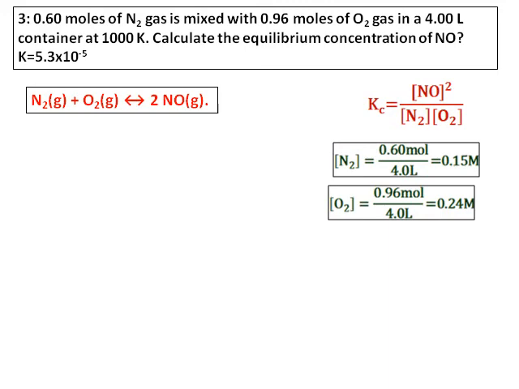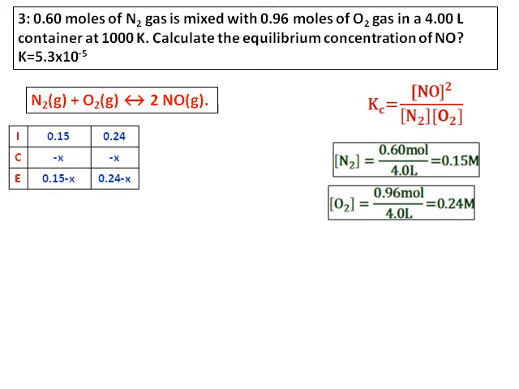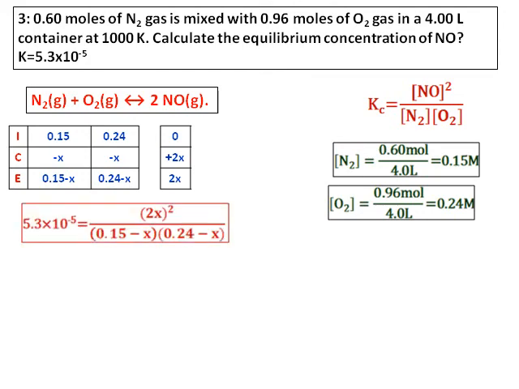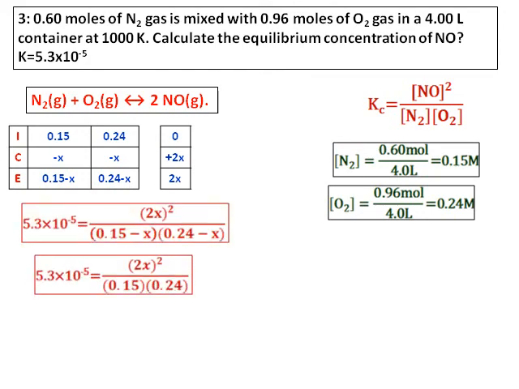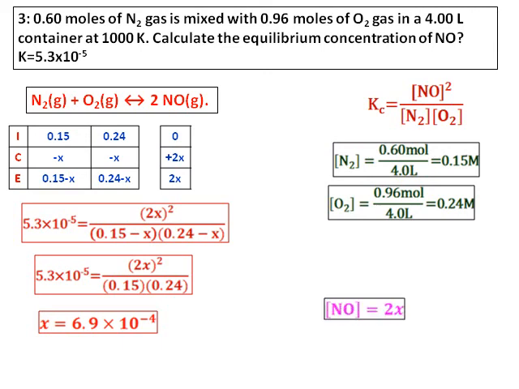Afterwards, again use the ICE technique, get the equilibrium concentrations, and substitute them into the equilibrium equation. Let's do the small k approximation, that x is small. I get the value of x as 6.9 times 10 to the power of negative 4. The equilibrium concentration of each of them can be calculated, but they've asked for the equilibrium concentration only for NO. Therefore, the equilibrium concentration of NO is twice x, and that comes to 1.4 times 10 to the power of negative 3.